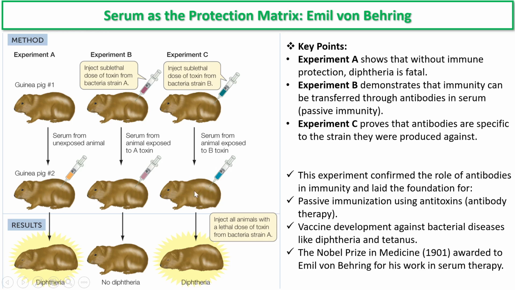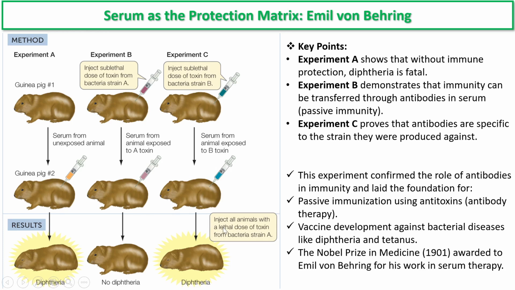And after this, at this stage, this particular guinea pig number 2 from experiment A is completely unexposed. There is no pathogen, no toxin, no bacterial strain. It is only getting the serum from a normal healthy guinea pig. In experiment number B, this second guinea pig is getting the serum from guinea pig number 1, which is exposed to toxin A. And in experiment number C, this guinea pig number 2 is getting toxin from the bacterial strain B.